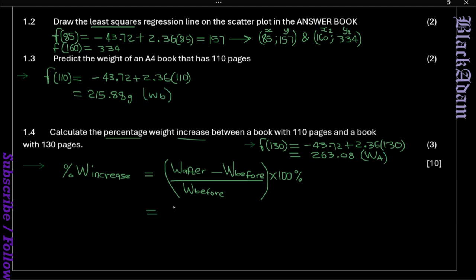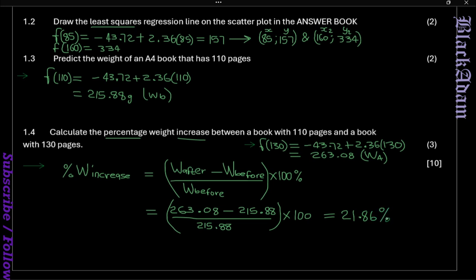Then substituting all into our equation above, we have 263.08 minus 215.88, all of that over 215.88, and then all of that in brackets multiplied by 100. Don't include the percent sign before, because it's going to be 1 and won't change anything. So you put the percent after you've multiplied by 100. So our answer is 21.86, rounded to 2 decimal places.